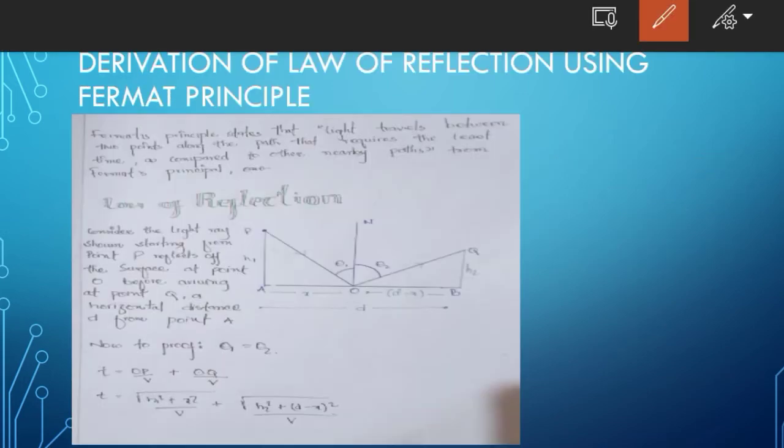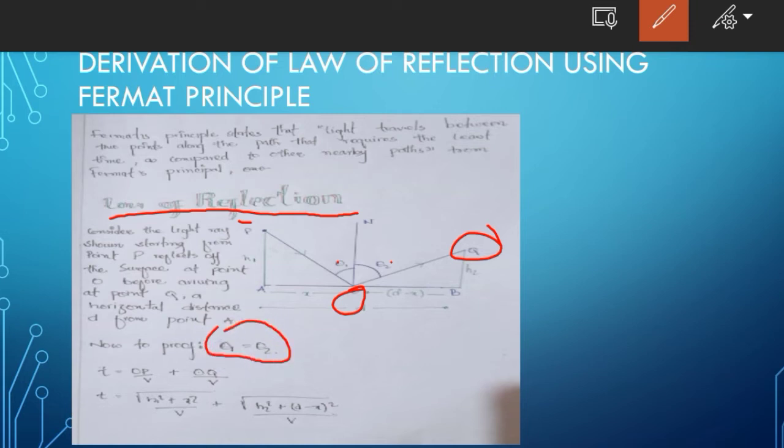Now we will derive the laws of reflection using Fermat's principle. Here we consider a ray traveling from point P to O, and then going to point Q, making the angles theta 1 and theta 2. We need to prove that theta 1 is equal to theta 2.